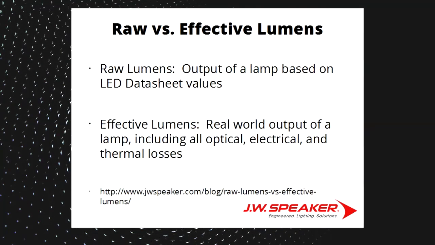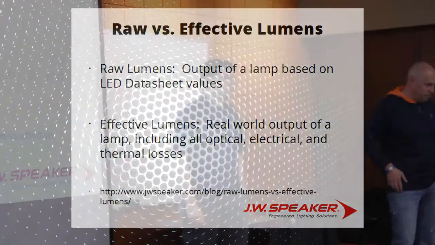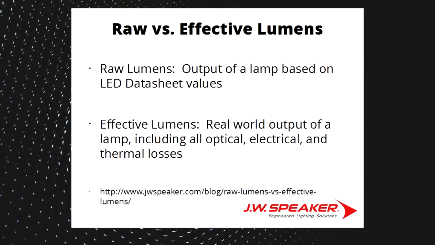So effective lumens are the real world output. That's including all of our optical, electrical, and thermal losses in our lamp. So when we say effective lumens, that is the actual output that we get. I did put a link at the bottom. There is an explanatory blog post on our website that goes through raw and effective lumens and has some further details about that. So I just included that in here as well.